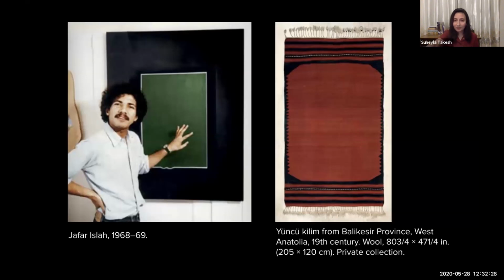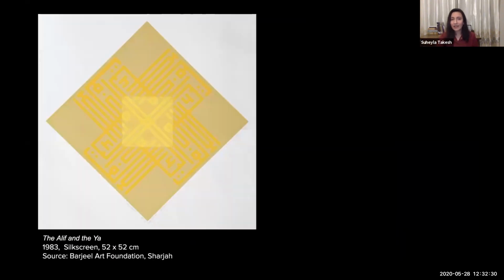Another example from the exhibition is work by Kamal Bulata, which makes use of Arabic script, but also relies very much in its construction on mathematics and mathematical grids.